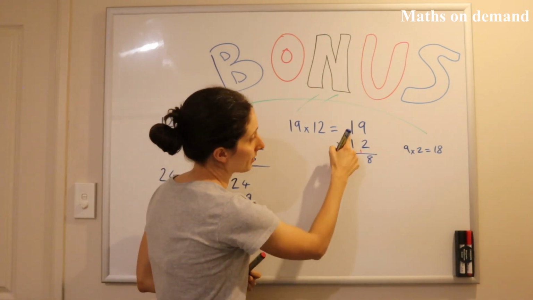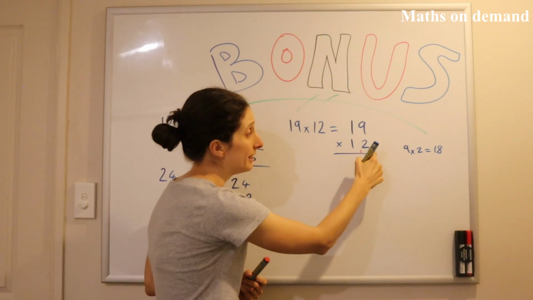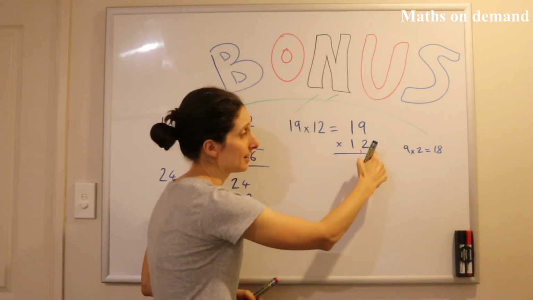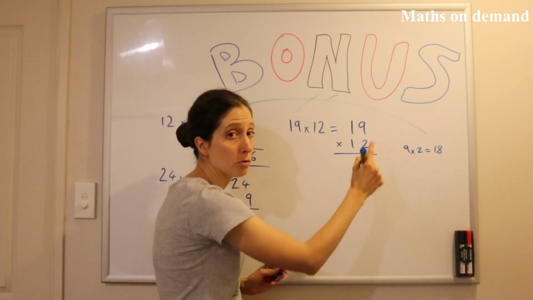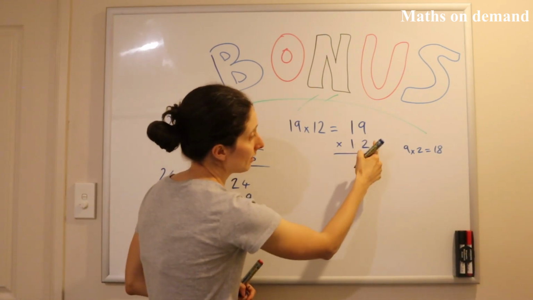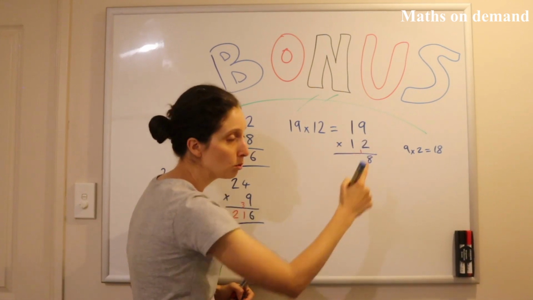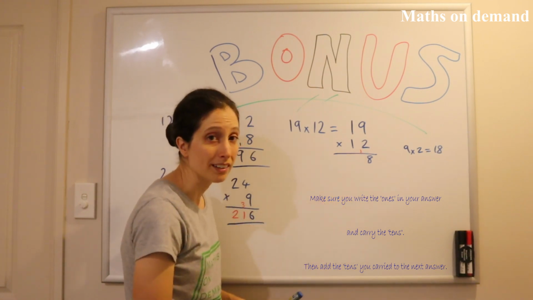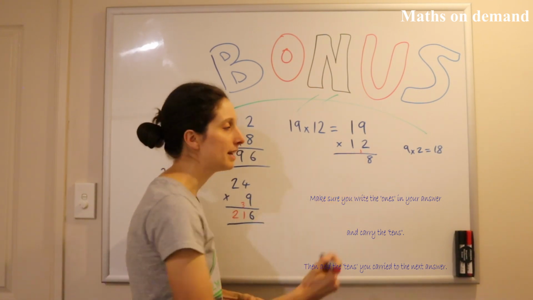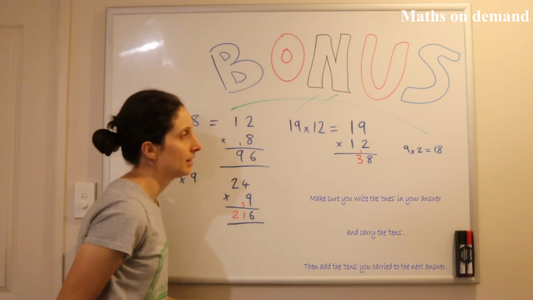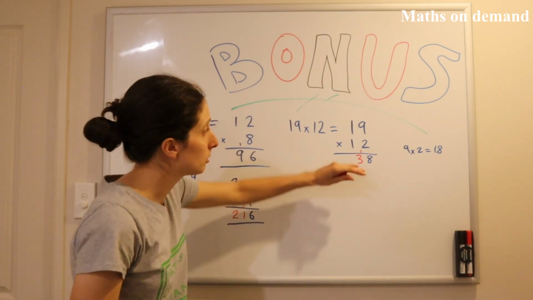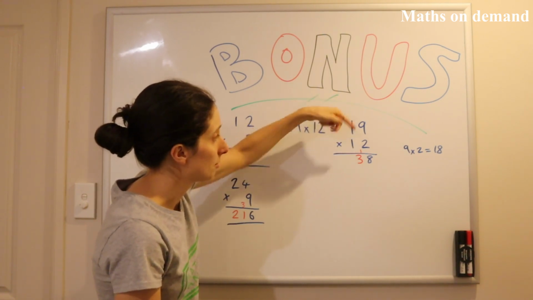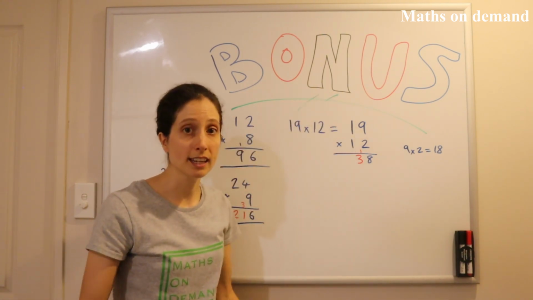Next, we do 1 times 2, because remember, we need to multiply everything in the top row by the last digit in the second row before we can move on. So, we've done 9 times 2, now we do 1 times 2, which is just 2, but we need to carry the 1. So 2 plus 1 makes 3. Now we're not finished because we've only multiplied 19 times 2. We still need to multiply 19 times 10 and then add the two together.